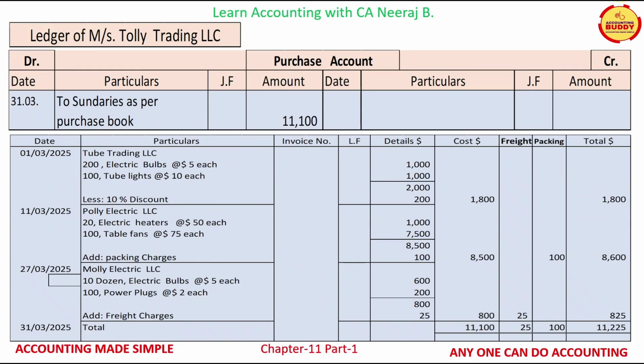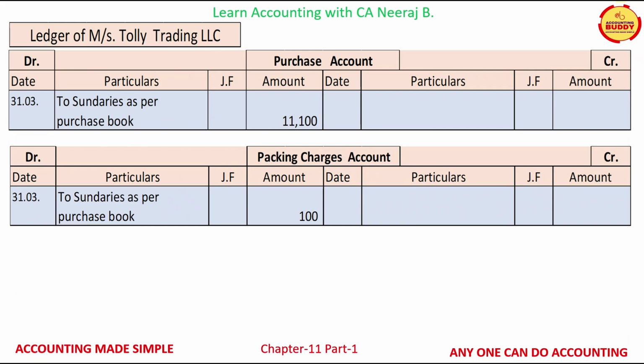At the end of the month, the purchase book is totaled, and on the last day of the month, that is 31st March 25, the entry will be posted in the purchase account on 31st March 25 on the debit side of the purchase account by writing the words "to sundries as per purchase book" for $11,100.